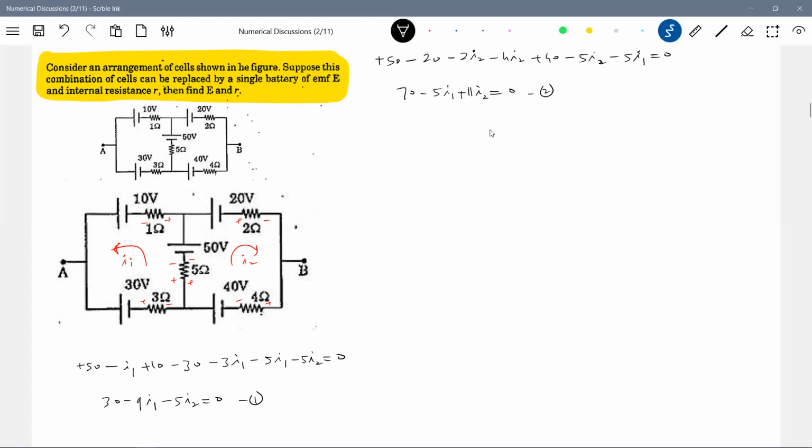Anybody value? If you can give me I1, I2, I'll go for the next part of the problem. Work out.